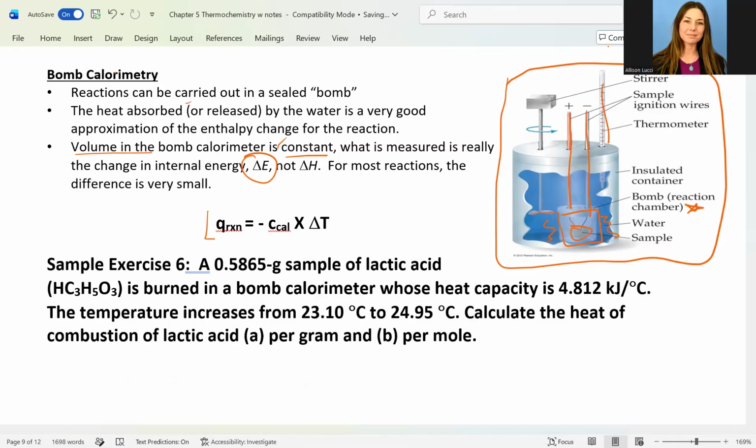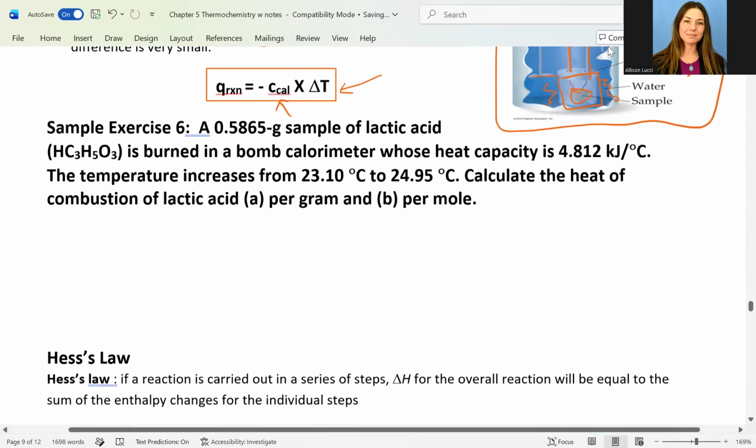So here our Q of reaction has a slightly different equation. So now for bomb calorimetry, we use the heat capacity of the calorimeter and the change in temperature to calculate the Q of the reaction. So let's see if we can do that for this example here.